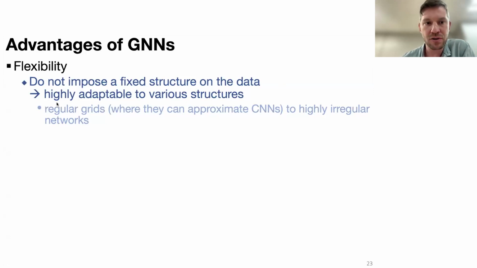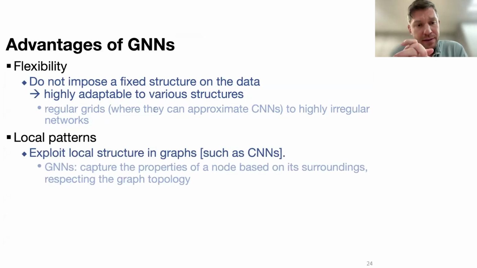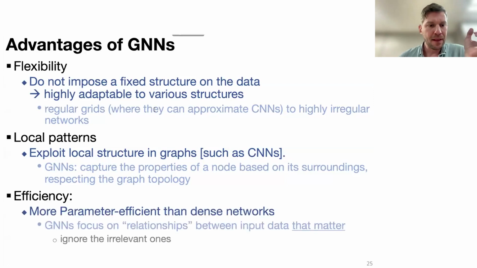Convolutional neural networks operate on regular grids. The other thing is that we can exploit local patterns using graph neural networks. This is the same as we can do with convolutional neural networks. Okay, and also they are more efficient. Compared to fully connected or dense neural networks, graph neural networks have many fewer parameters that have to be optimized, because they focus on relationships between the input data that actually matter for the specific problem, and ignore the irrelevant ones.